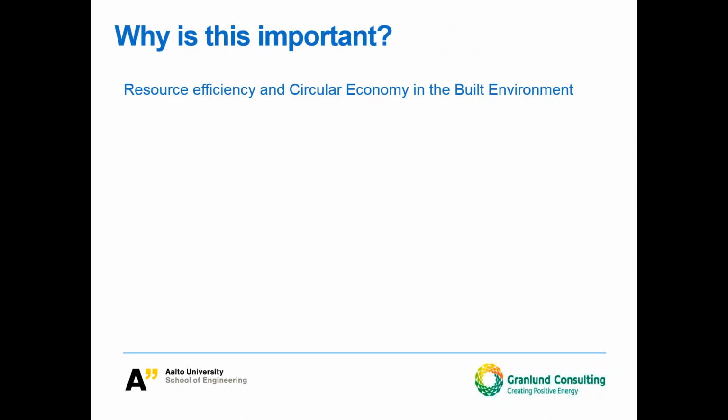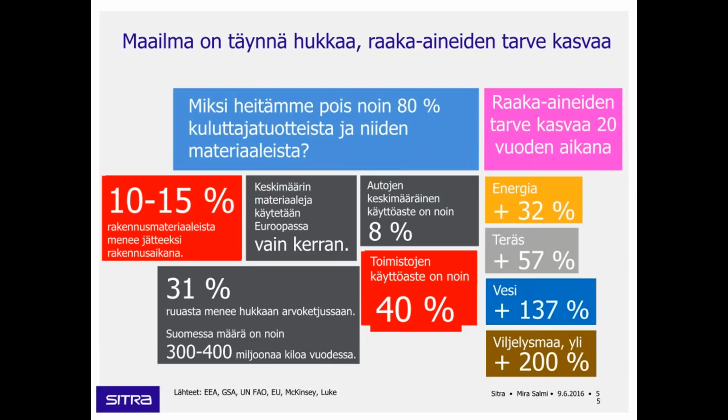So why is this important? One thing that we're seeing a lot in Finland, this slide isn't finished, but the important thing is the red box that says 40% and the box above it that says 8%. Sitra are a really important innovation fund in Finland. The things that they say and talk about are very well respected in Finland. What the 40% says is that the office utilization rate is about 40%, and above it, the car utilization rate is about 8%.